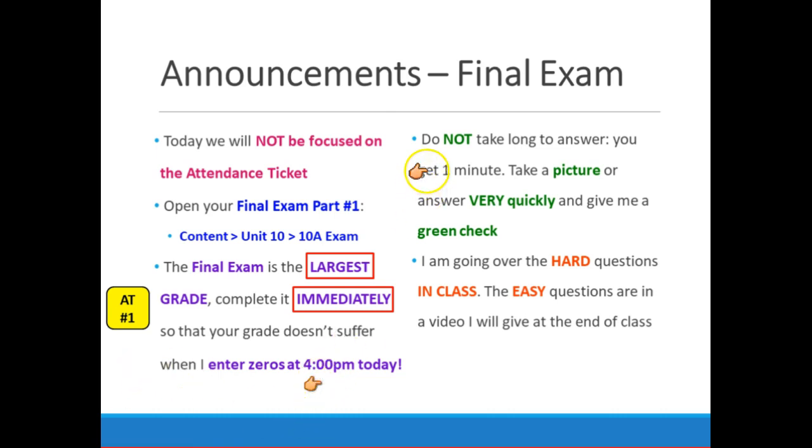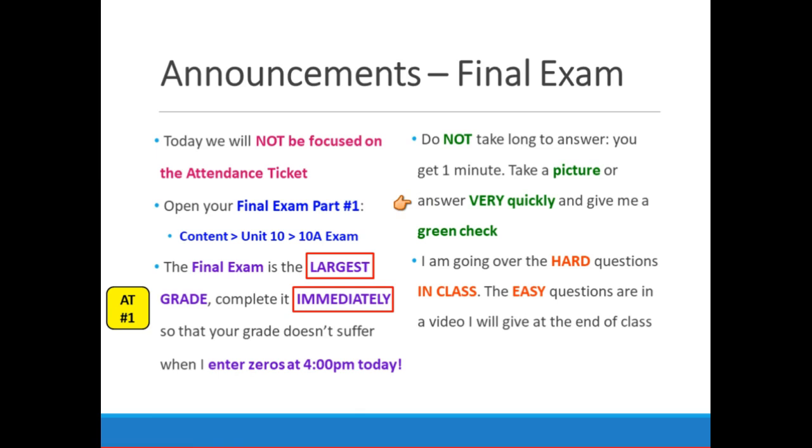Now today what's going to happen is I'm going to go over the information and then I'm going to give you a minute. During this minute you can do one of 2 things. You can either take a picture of it so that you have it saved for later, or you can answer it very quickly. So if you're a fast test taker, have it open and answer it very quickly. Either way, you need to give me a green check. Once you have your picture or once you have answered and saved it, you need to give me a green check. Thumbs up if we understand.